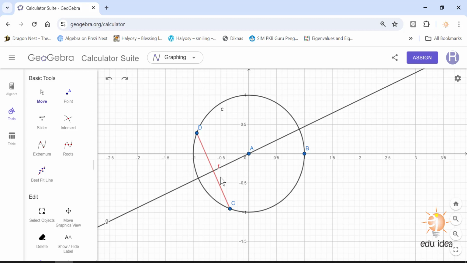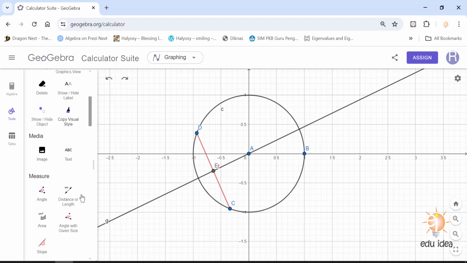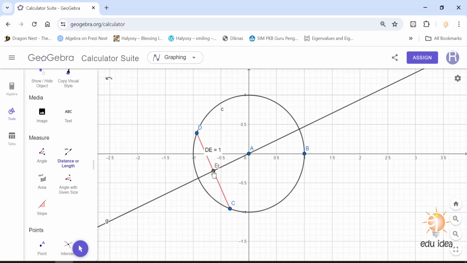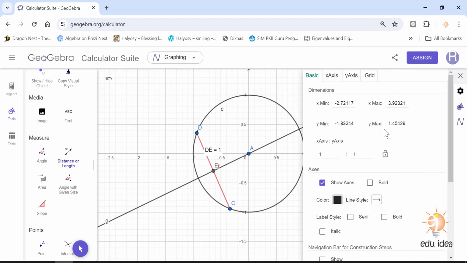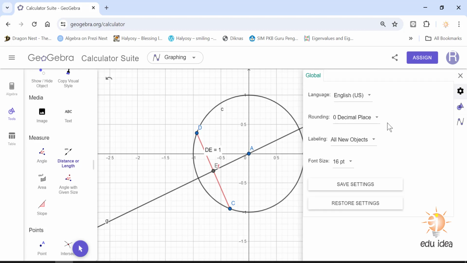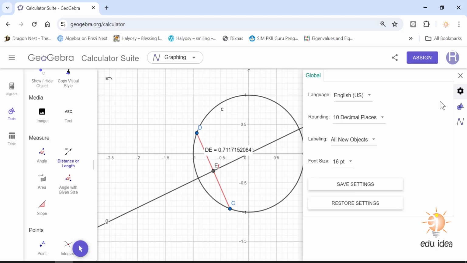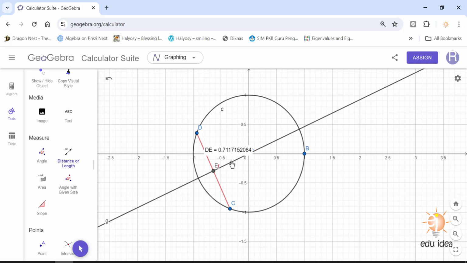Okay, so what happened here? Let's measure the length of line DE and also EC. So we can go again and measure a distance of length, from D to E, and then C. I'm going to set this to 10 decimal places so you can see what happened here. So this is 0.71171.